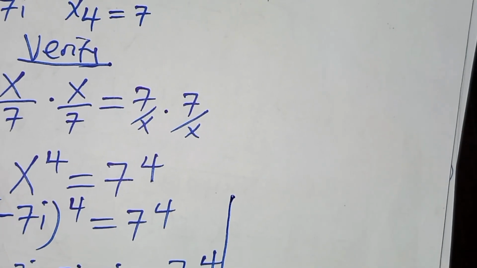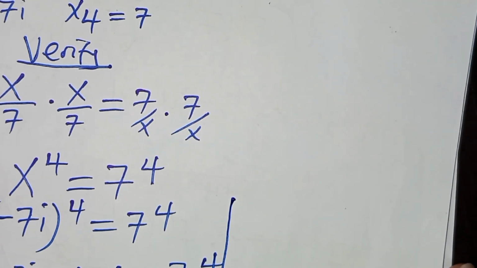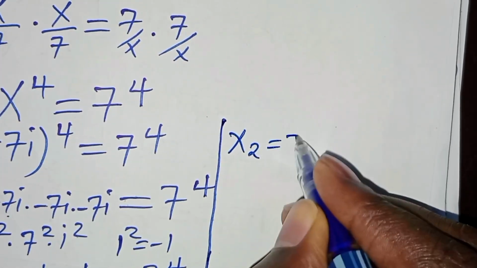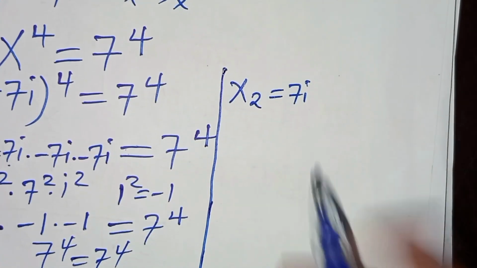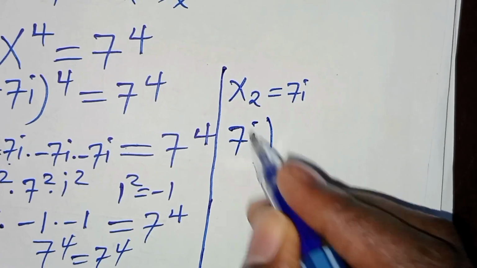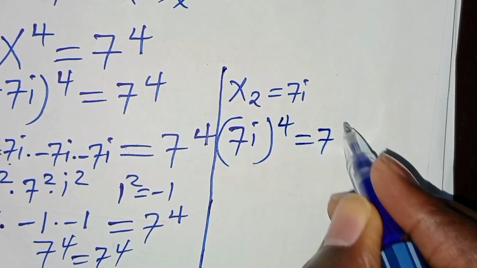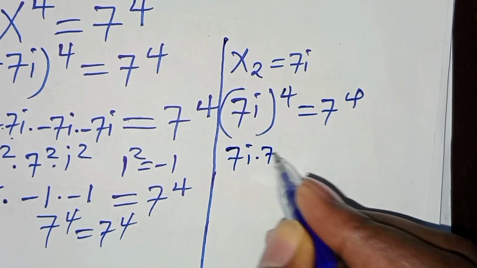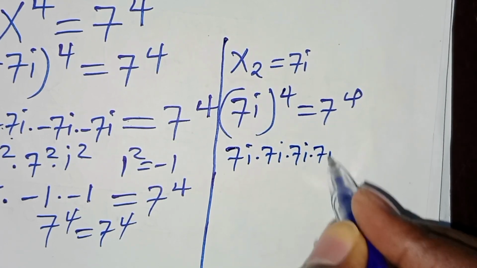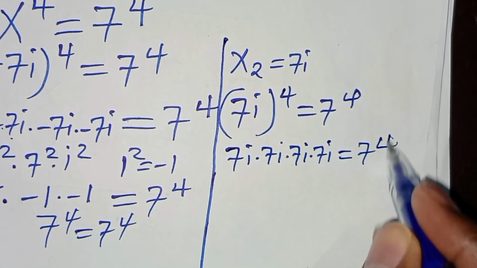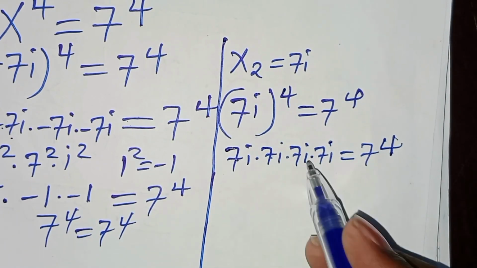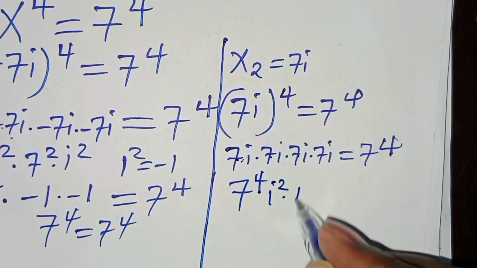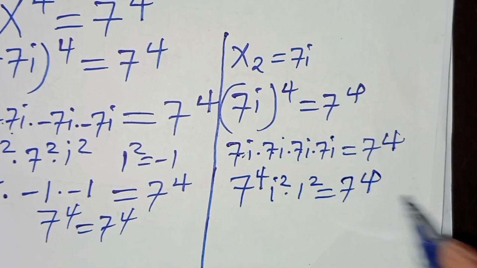Now, let's check x2. x2 in this case is equal to 7i. So here we'll have 7i raised to power 4. This should be equal to 7 to power 4. So here we have 7i times 7i times 7i times 7i, which is 7 times 7 times 7 times 7, which is 7 to power 4, multiplied by i squared times i squared.